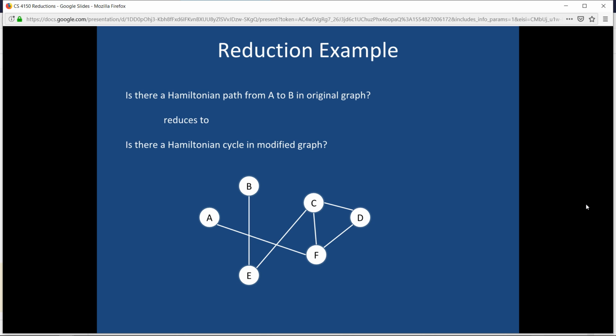Does it have a Hamiltonian path that begins at E and ends at F? No. You start at E, if you go here, you're stuck. No way to get to F. If you go here, there's no way to take in B and A and then get to F at the end. So this doesn't have a Hamiltonian path.